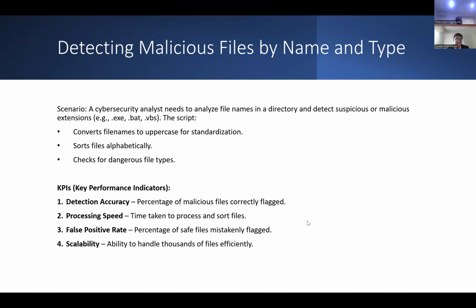Second use case, a cybersecurity analyst needs to analyze file names in a directory and detect suspicious or malicious extensions, either .exe, .bat, or .vbs. So this script converts file names to uppercase for standardization, sorts files alphabetically, and checks for dangerous file types. So some KPIs, we have the detection accuracy, the processing speed, the false positive rates, and the scalability.